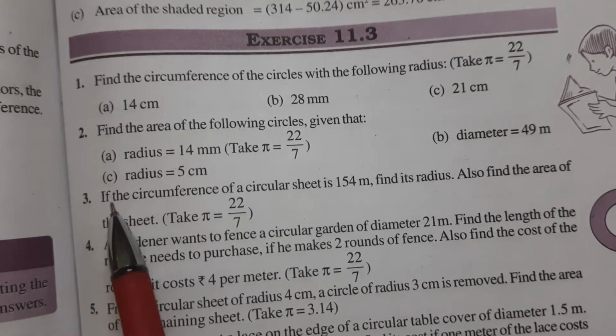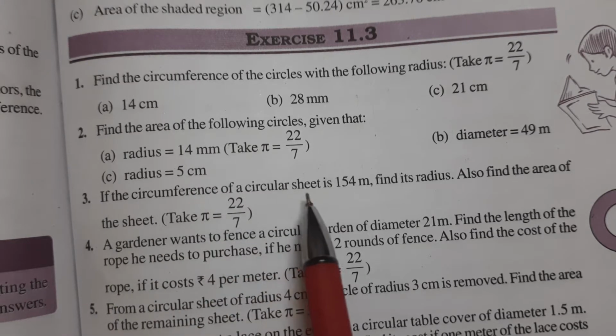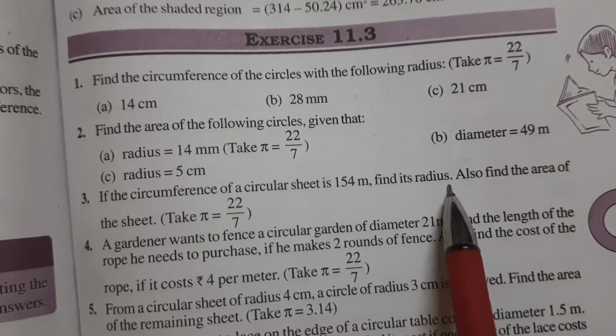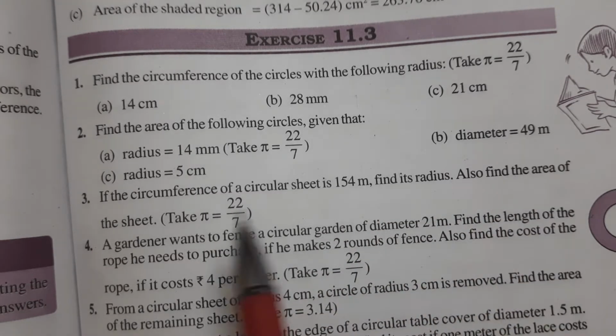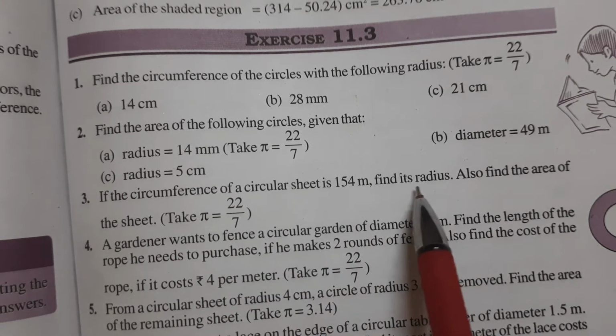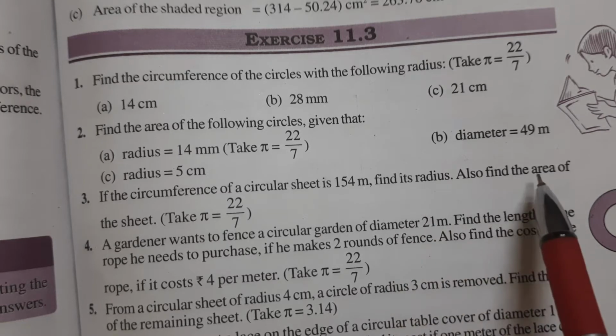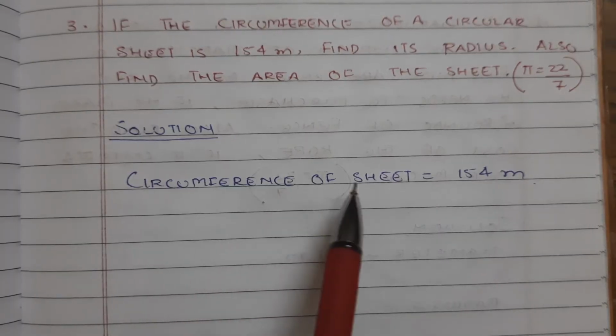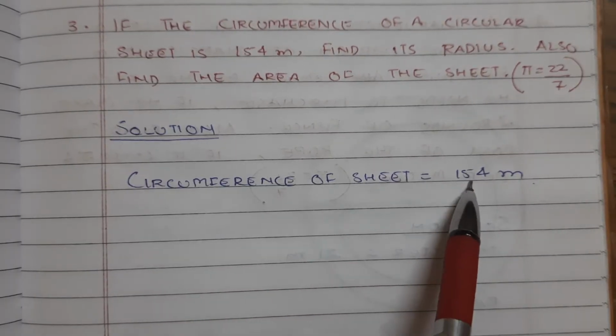It says, if the circumference of a circular sheet is 154 meter, find its radius. Also, find the area of the sheet. So, children, here circumference is given and we need to calculate the radius and area. So we will be putting the value in the formula. So circumference of sheet is 154.